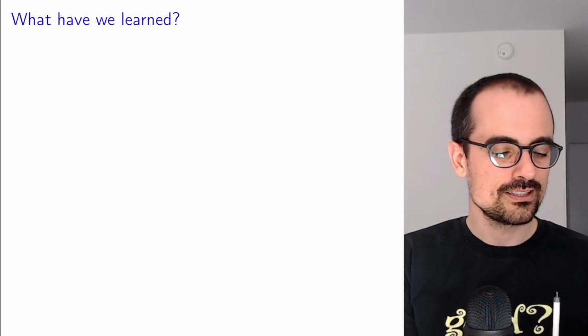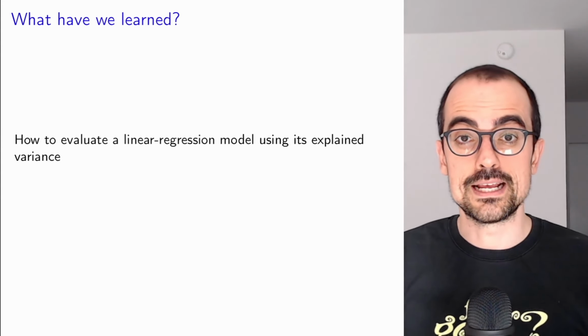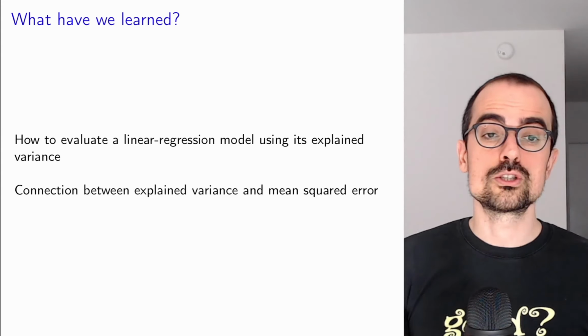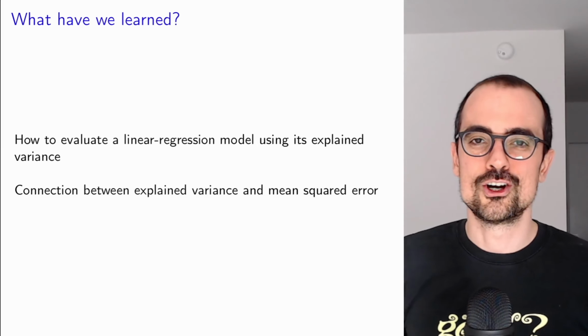Okay, so what have we learned? We have learned how to evaluate a linear regression model using its explained variance, and we have also derived the relationship between the explained variance and the mean squared error of the linear model.